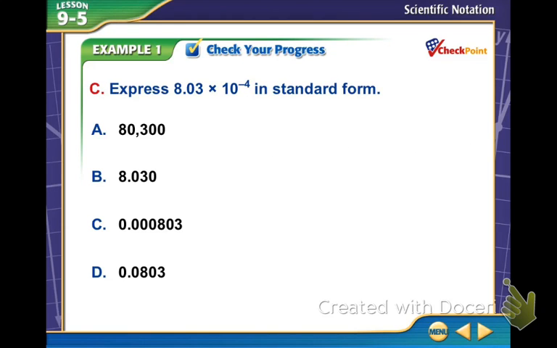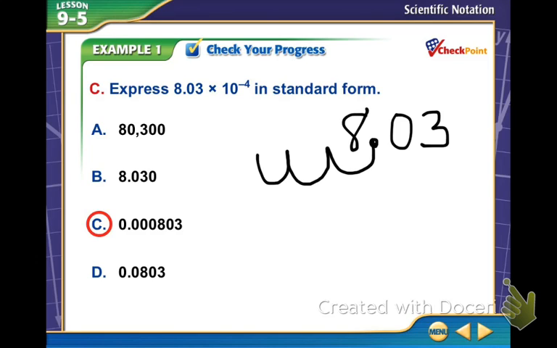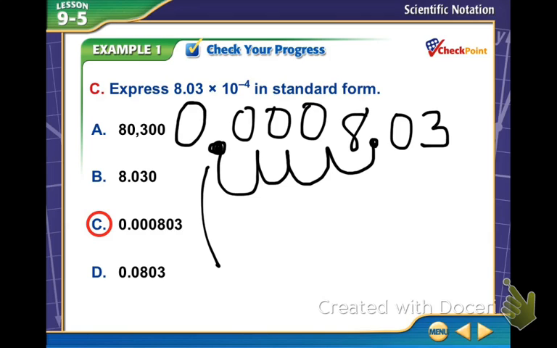Okay, check your progress. Take 8 and 3 hundredths times 10 to the negative fourth and write it in standard form. Remember to pause. To multiply times 10 to the negative fourth, it means we're going to move the decimal place 4 place values to the left to make it a smaller number. 1, 2, 3, 4. Fill in the gaps with zeros and put a lead 0 in front, so there's no question that this is actually a decimal. Without the lead 0, sometimes people don't notice the decimal and they think it was a speck of dirt.